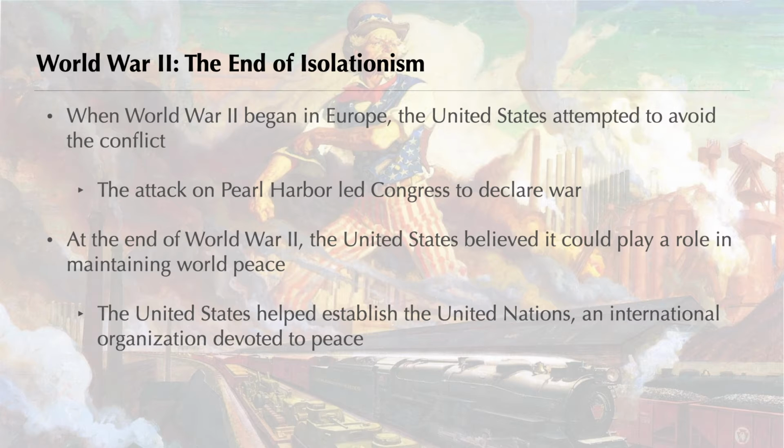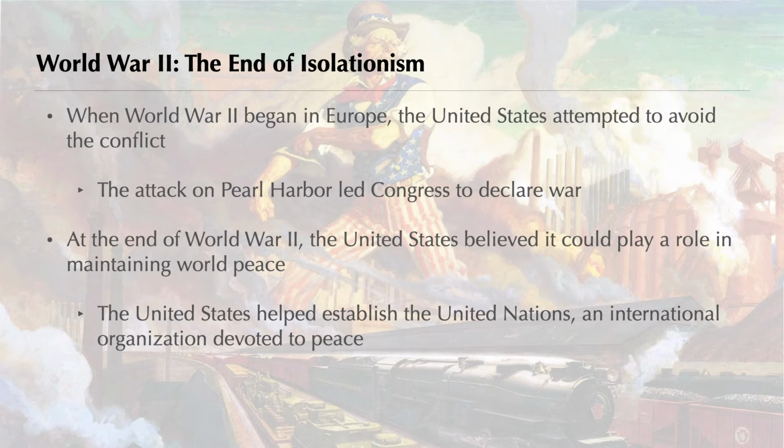The efforts of the League of Nations failed to keep peace, and within 20 years the world was again at war. When World War II began in Europe, the United States tried to stay out of the conflict. However, when the Japanese bombed the American Navy at Pearl Harbor, Hawaii in 1941, the United States declared war. When the war ended in 1945, the United States was the richest and most powerful country in the world. It believed it could play a key part in keeping world peace.